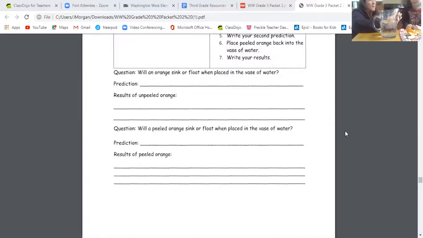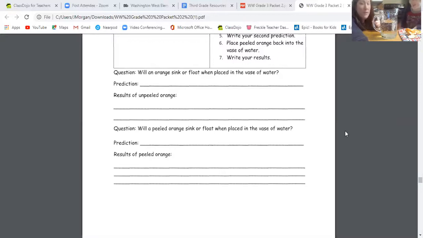All right, friends, I have now peeled the sacred orange. I'm going to give it back to my assistant. Are you going to drop it in? Not yet. I'm going to wipe my hands because they're a little orangey. Juicy. All right, make your prediction, assistant. Is it going to sink or is it going to float this time?